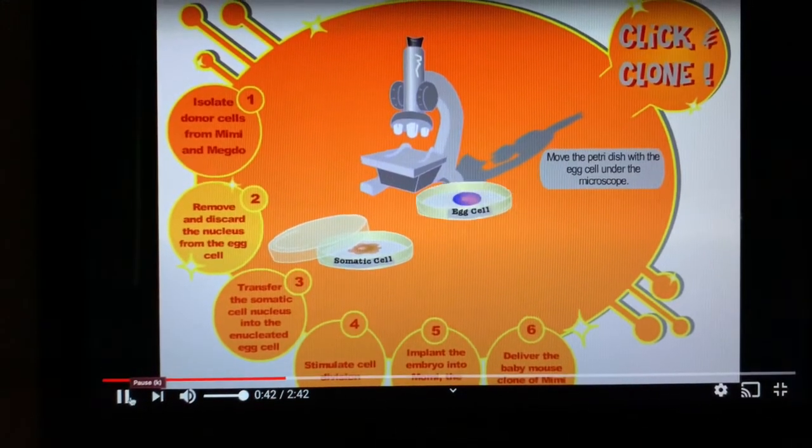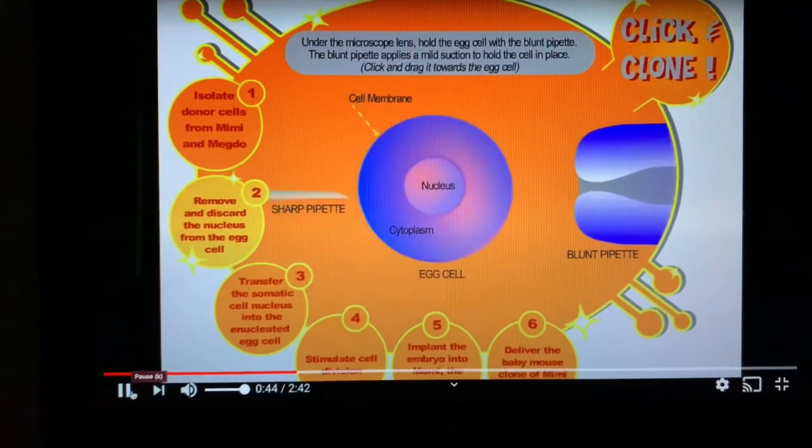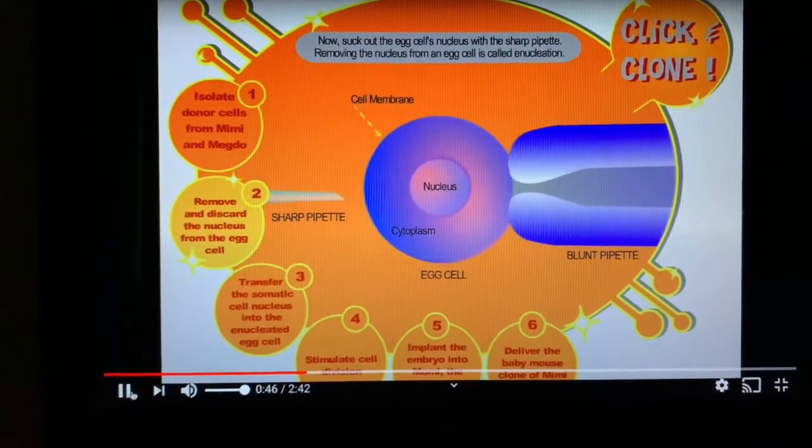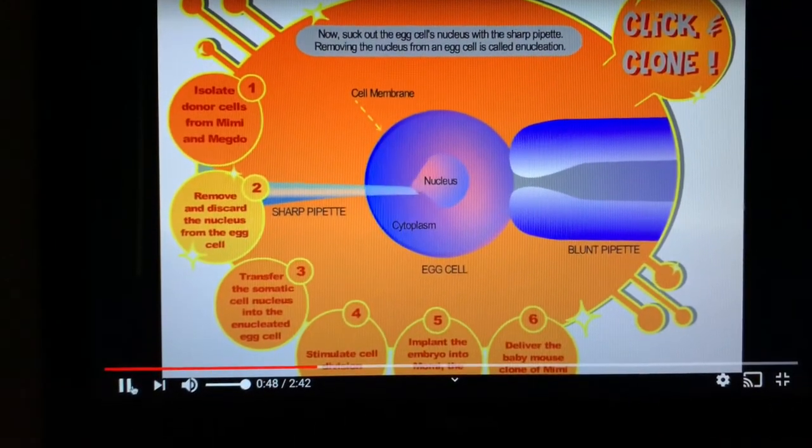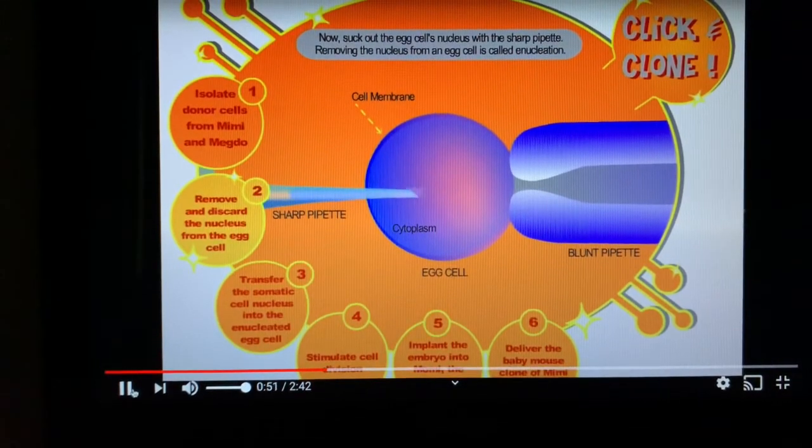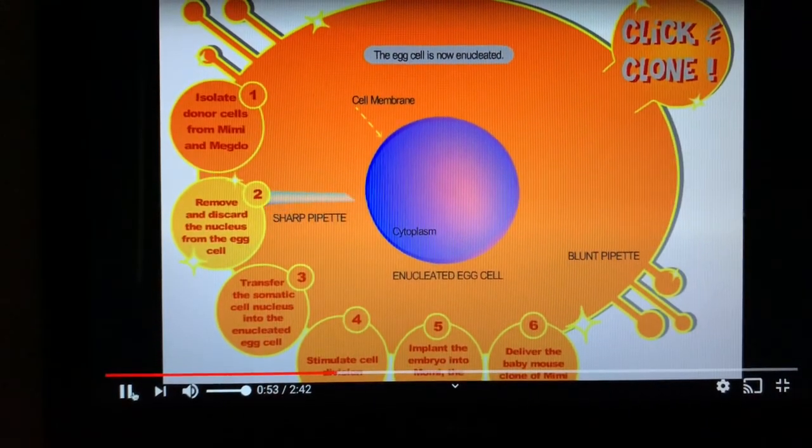Again, this is a simplified version. So the first thing we're doing is removing the contents of the nucleus. So we're emptying the egg from the egg donor, from Megdo. So we have an empty egg.